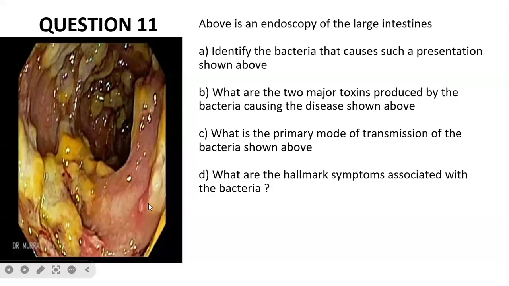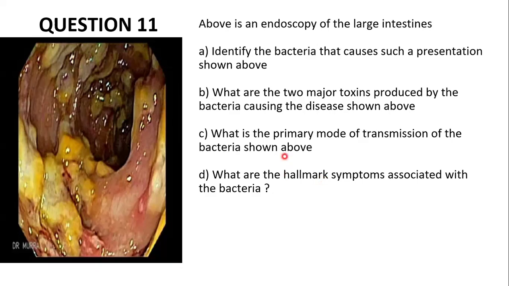So we start. Question 11. Above is an endoscopy of the large intestines. Identify the bacteria that causes such a presentation shown above. Then choice B, what are the major toxins produced by the bacteria causing the disease shown above? What is the primary mode of transmission of the bacteria shown above? What are the hallmark symptoms associated with the bacteria?